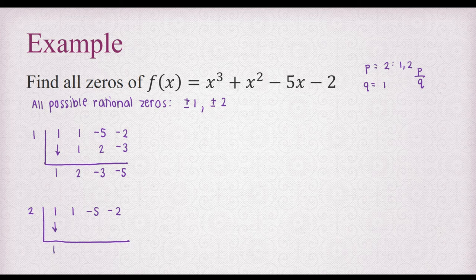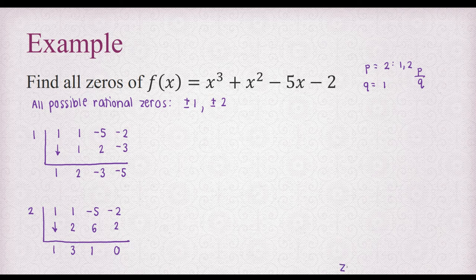So I'm going to bring down my leading coefficient of 1. 1 times 2 is 2. Add them up, I get 3. 3 times 2 is 6. Add those up, I get positive 1. 1 times 2 is 2. Add that up, I get 0.